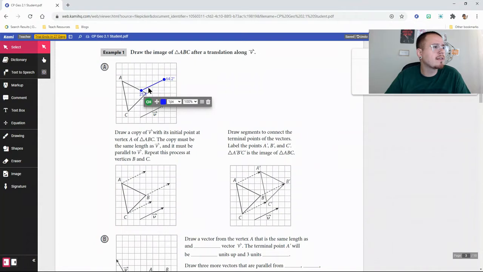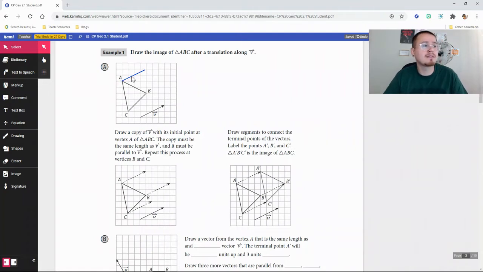So you're going to take the line that represents the vector, and I'm going to put it on vertex A. And again, I'm probably not going to be super precise because I'm working on this computer. But that's what we want to do. The copy must be the same length and it must be parallel. So you can check that. It looks good to me.